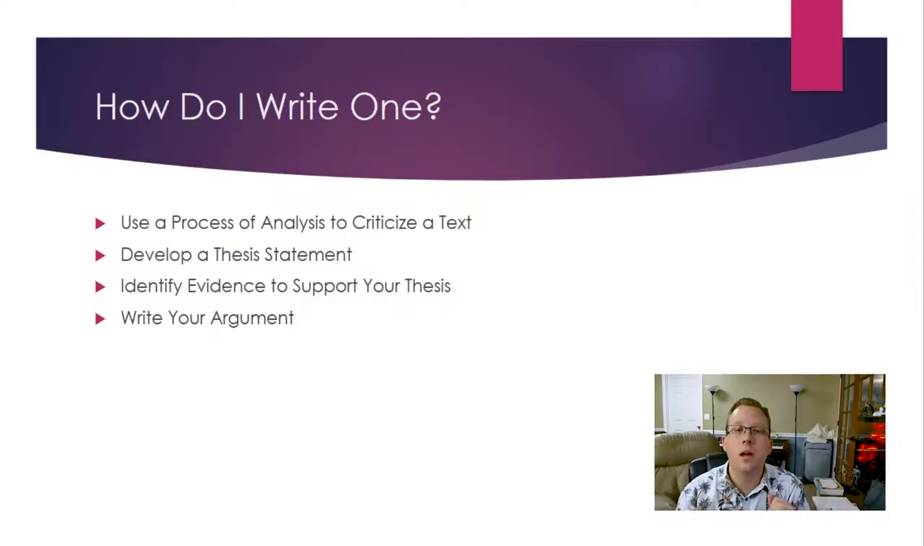Okay, so how do you actually write this kind of essay? Well, I'm going to point out four things. One, you're going to use a process of analysis, just like I've said. You are going to develop a thesis statement. You're going to identify evidence to support that thesis, and then you're going to go through and write your argument. Now, three of those steps should sound really familiar because they're what you do with just about any essay, right? So we'll talk about it in the context of a critical analysis essay. A lot of this is going to sound like review because it is. So let's get started.